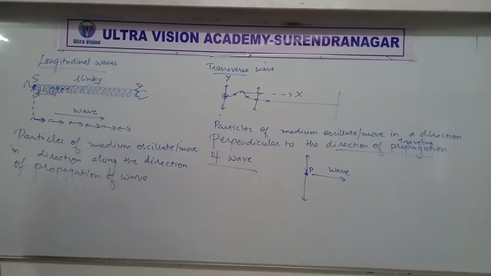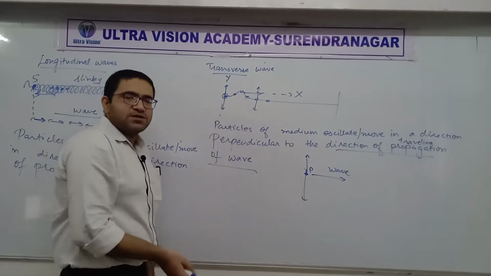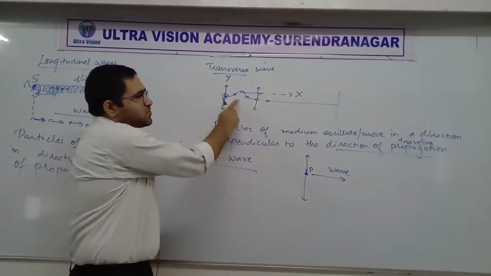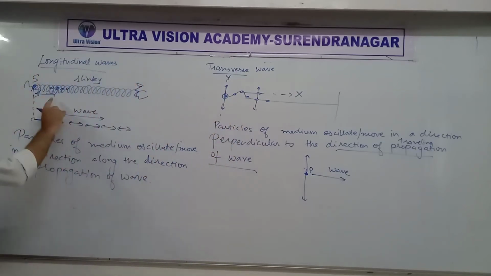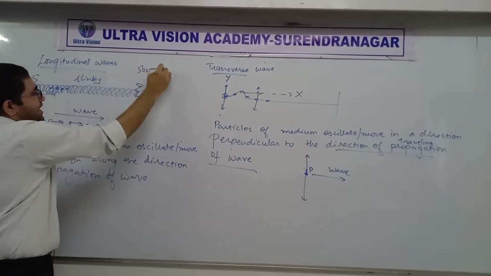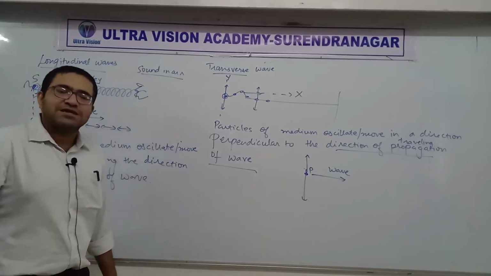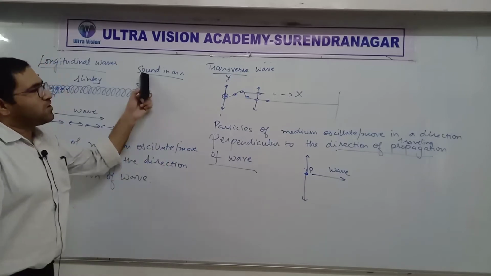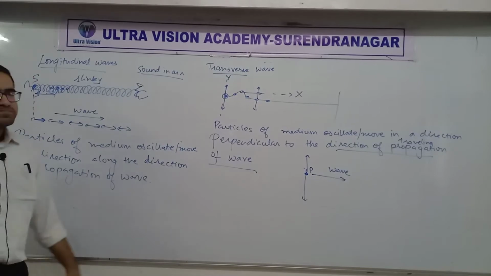Now we can talk about some examples also. So this is definitely an example of a transverse wave on a string. If you move the string up and down, this is going to make a transverse wave on this string, right? So that's one example. This is one example of a longitudinal wave that we see in nature, right? Another example of a longitudinal wave is sound in air. When sound travels in air, it is a longitudinal wave. Alright? Okay or not okay?